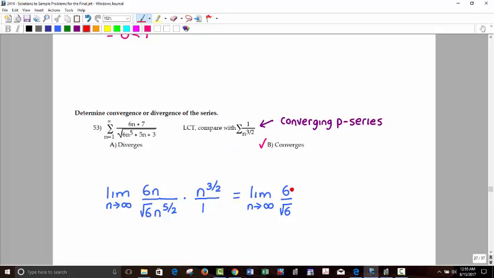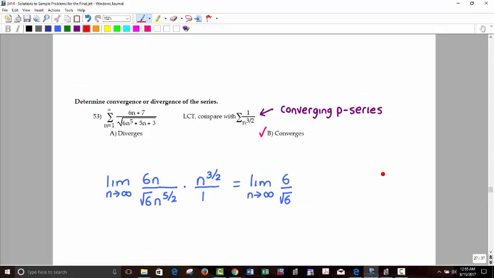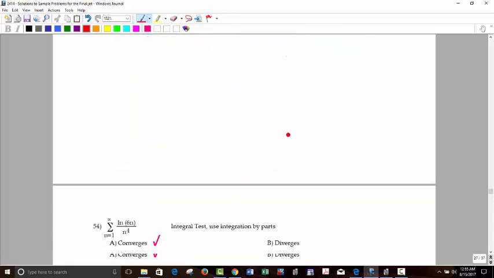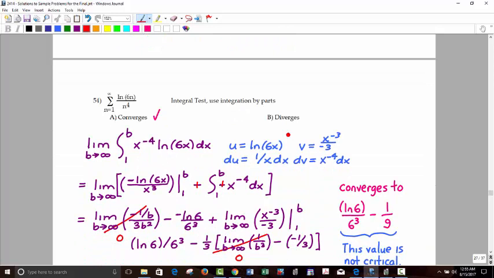We got a real number, 6 over the square root of 6, which I just stopped right there, but that actually equals the square root of 6. But 1 over n to the 3 halves is a converging p-series, so therefore that series would converge by LCT with 1 over n to the 3 halves. Integral test.